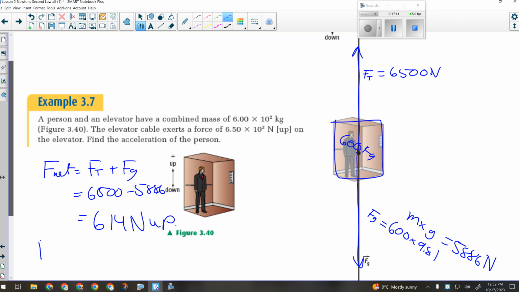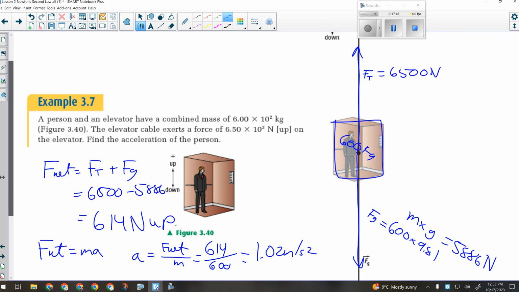Now I can calculate my acceleration, because in every Newton's second law problem, I use both the vector sum of all forces and m times a. A will equal F net divided by mass, so 614 divided by 600. That's 1.02. We have three significant digits, yes we do. So 1.02 meters per second squared up.